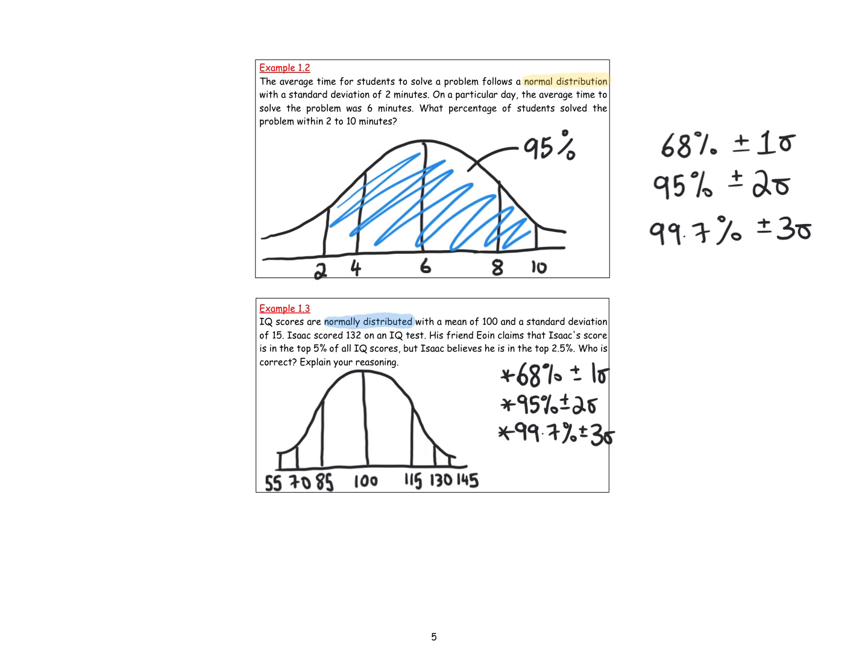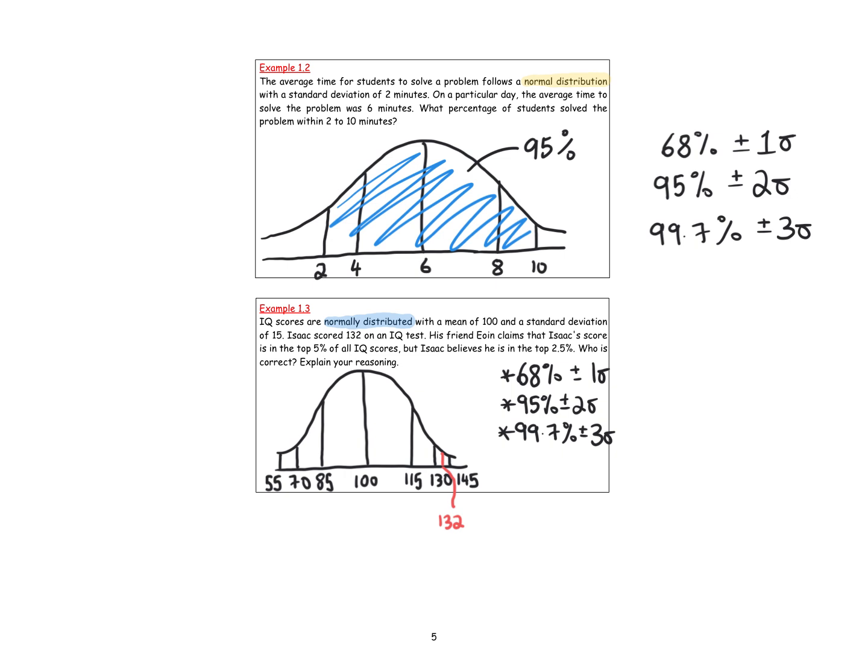Reading the question again then, it says Isaac scored 132 on an IQ test. What I might do then is I might just place my 132 down here. So my 132 is between my 130 and my 145. It then says that his friend Owen claims that Isaac's score is in the top 5% of IQ scores, but Isaac believes that he is in the top 2.5%.